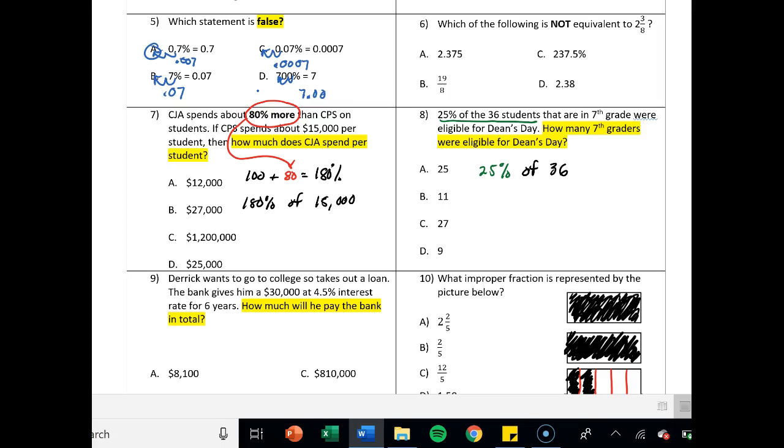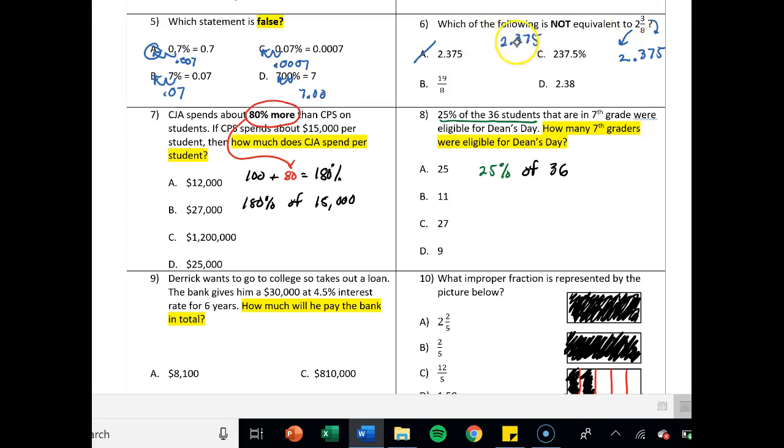Again, number 6, which of the following is not equivalent to 2 3/8? So break down 2 3/8. You got 2 wholes. You use your calculator to say 3/8. What is that as a decimal? It is 0.375, excuse me. And so that means that, hey, 2.375 is equivalent, so that's out because we want what's not equivalent.